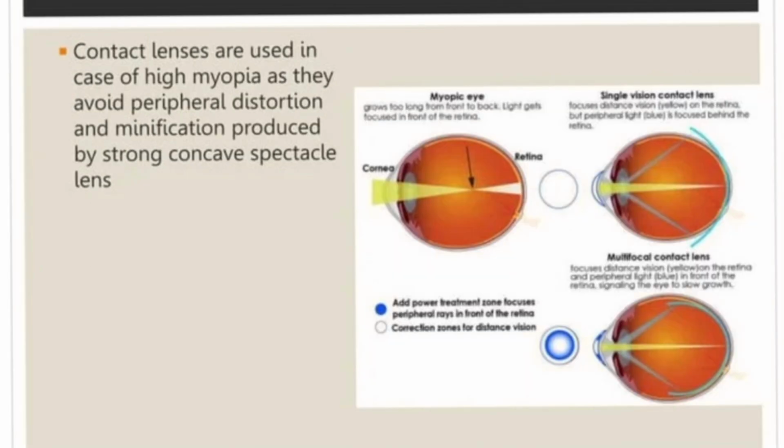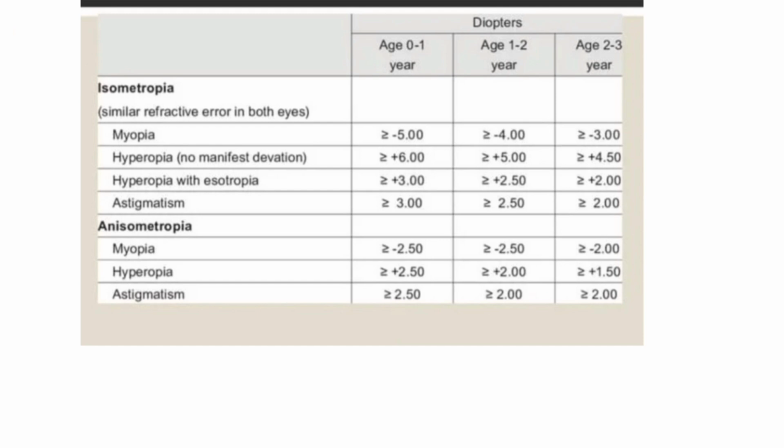Image 1. Myopic eye. Light focused in front of the retina. Image 2. Single vision correction contact lens. Image 3. Corrected by multifocal contact lenses. Multifocal contact lens have 2 power zones. Blue is add power treatment zone, focuses peripheral rays in front of the retina. White area is correction zone for distance vision.